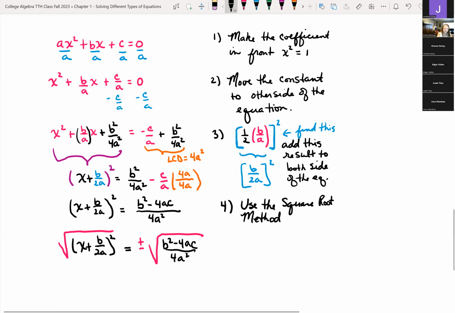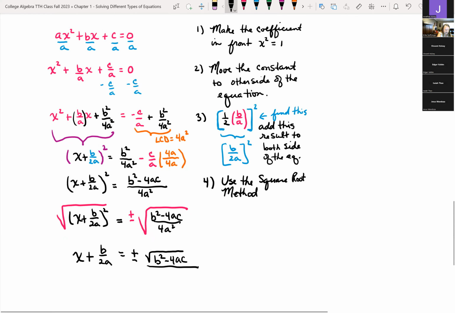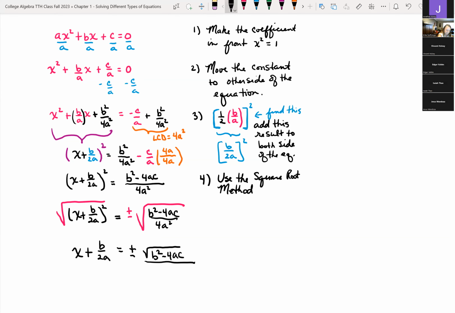Taking the square root of the square, that cancels. So we're left with, on the left-hand side, just x plus b over 2a is equal to plus or minus. If we have a square root of a fraction, it's the same thing as the square root of the numerator, so the square root of b squared minus 4ac, all over the square root of the denominator, so the square root of 4a squared.